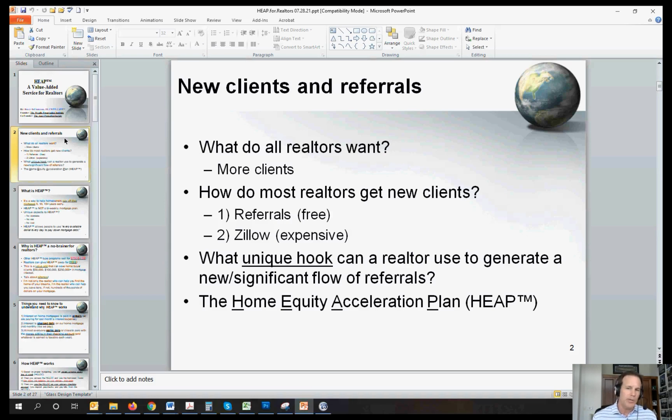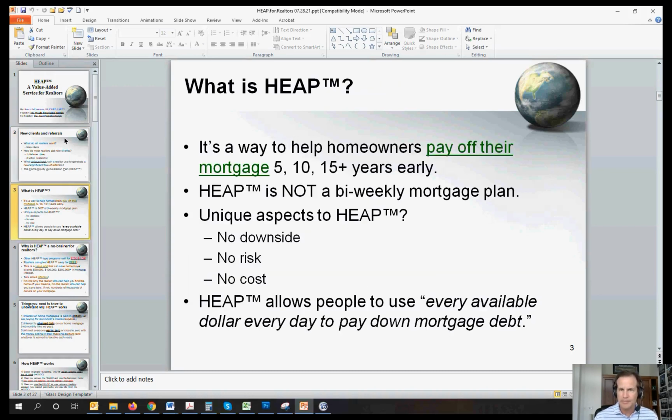And we think that the Home Equity Acceleration Plan is definitely one of those tools, and a tool that nobody else is using. So those realtors who embrace the use of this tool should be unique in their local marketplace and have a competitive advantage.